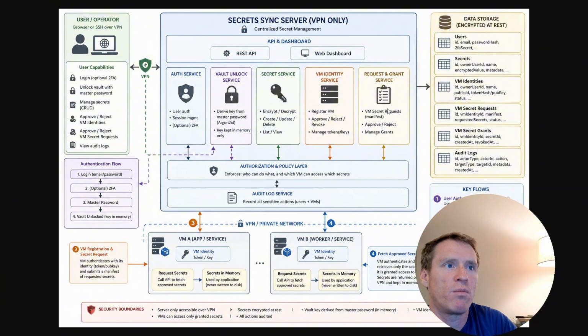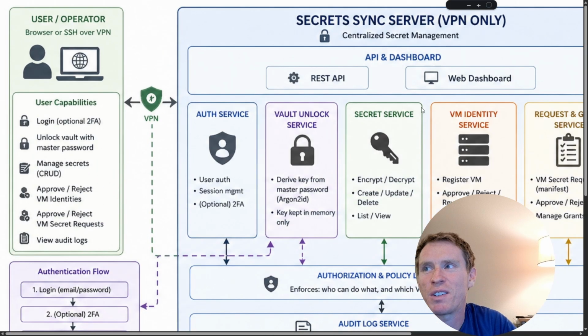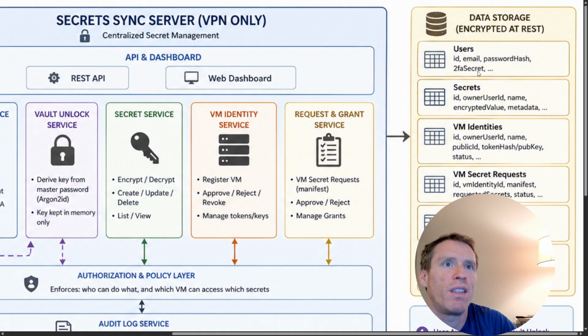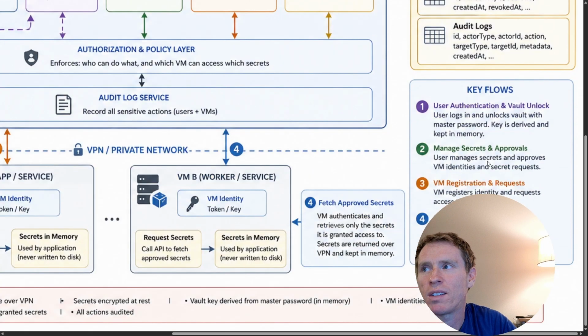Here's that VM identity service that I mentioned, where you approve, hey, this identity is allowed to access these secrets, or that's this next box, which is the request and service grant. We can make this a little larger. And then this is just detailing what the database looks like for this.